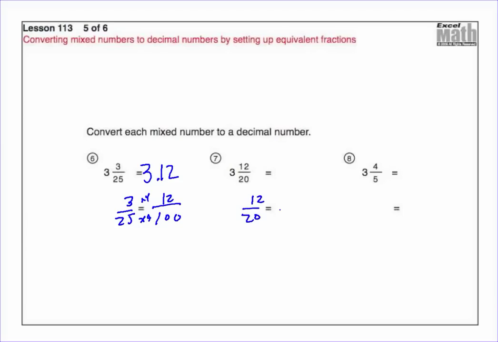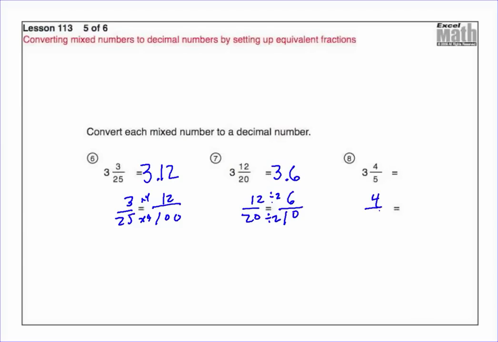12/20ths. We can't change that. Well, we could change it into 10. 20 divided by, oh, we can. Look at that. 20 divided by 2 is 10. We can divide the 12 by 2. 12 divided by 2 is 6, so this is 3 and 6/10. If you put 3 and 60/100ths, you also got it right.